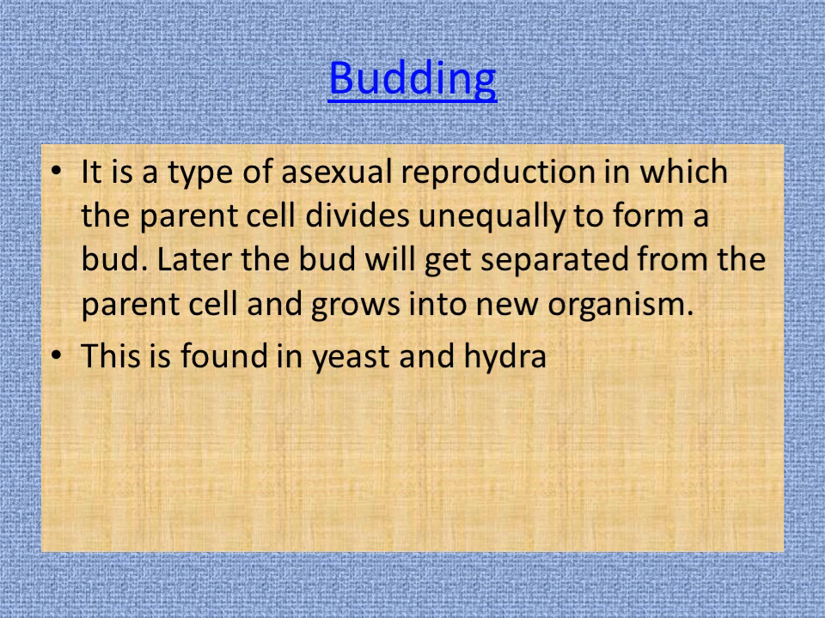What is budding? Budding is a type of asexual reproduction in which the parent cell divides unequally to form a bud. Later, the bud will get separated from the parent cell and grows into a new organism. This method can be found in yeast and hydra.